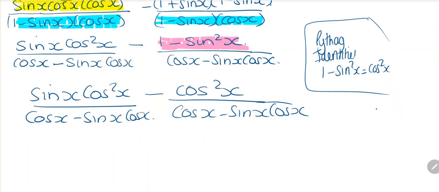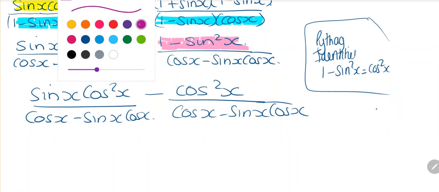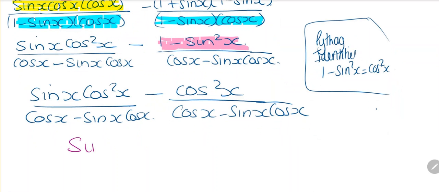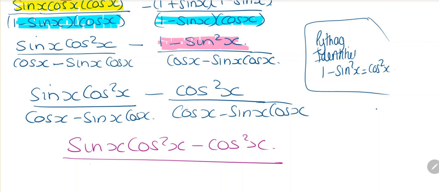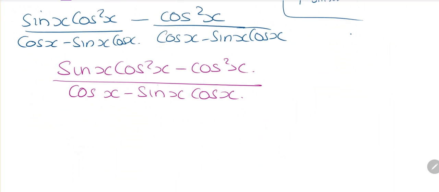So now I can combine, I'm going to just write them over the same fraction. So sine x cosine squared x minus cosine squared x, over cosine x minus sine of x cosine of x. So we can factor. We're going to factor now the terms. On the top, I'm going to factor by cosine.